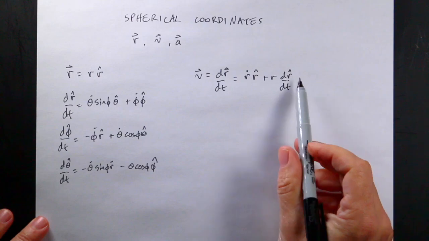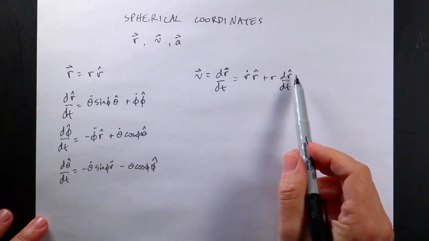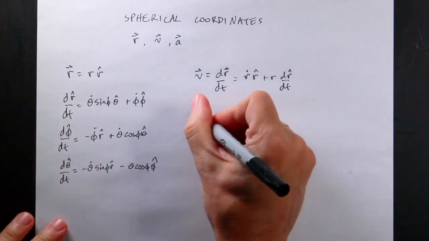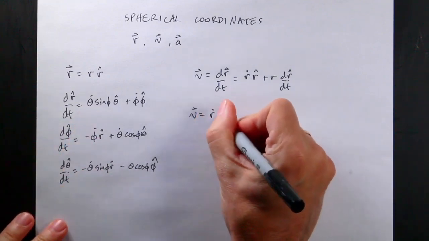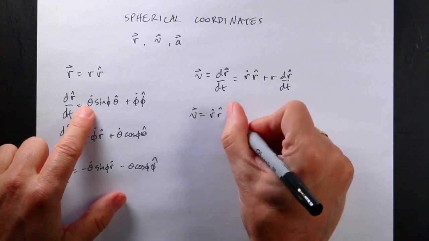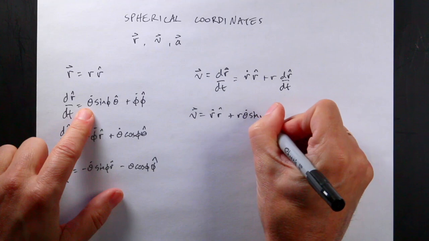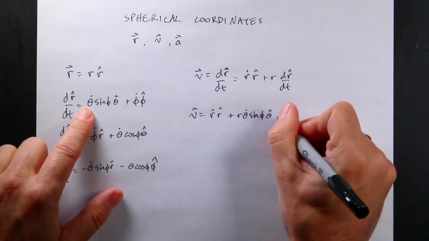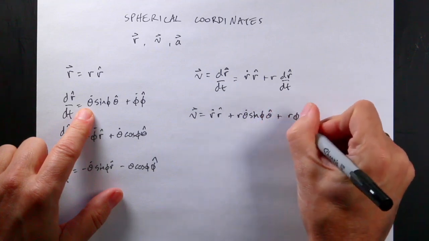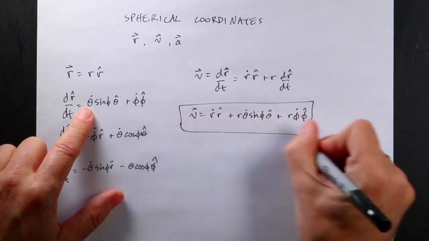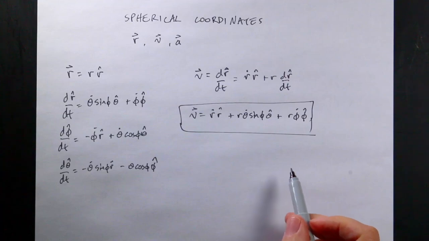Now in Cartesian coordinates, dx hat/dt is 0, like I said. But I already did d r hat/dt. So I get v equals r dot r hat plus r times this. So it's going to be r theta dot sine phi theta hat plus r phi dot phi hat. And that is my velocity in vectors in spherical coordinates. That's not too bad, right?